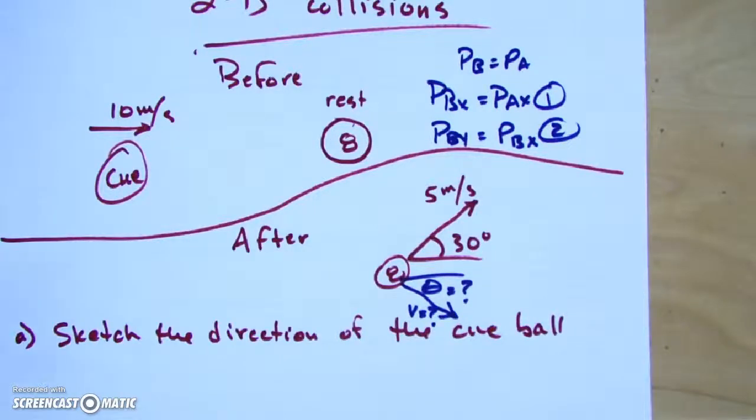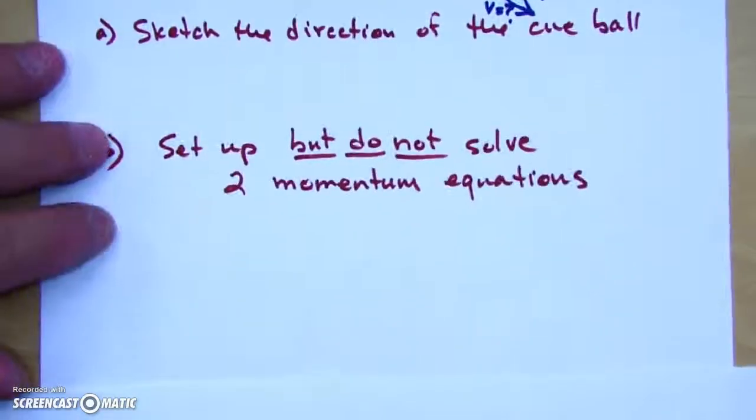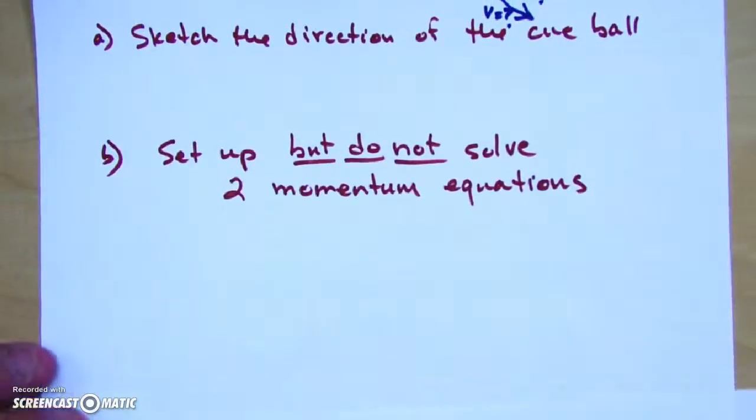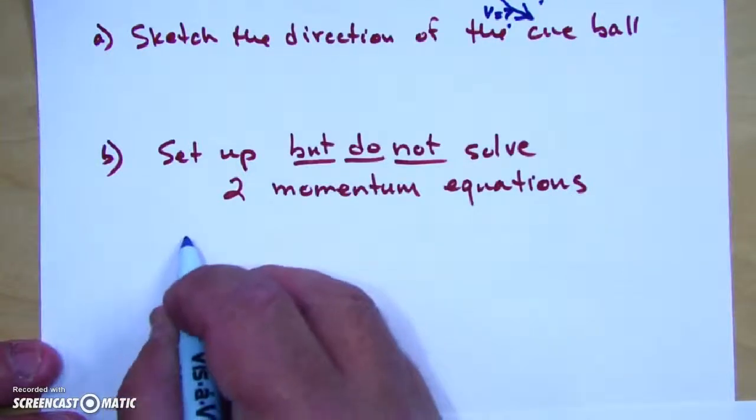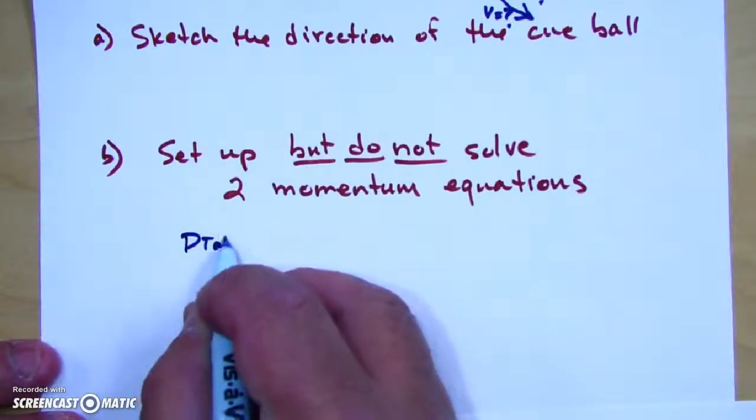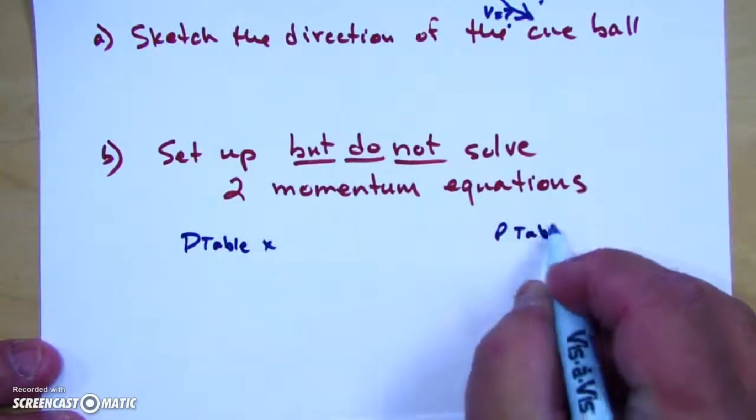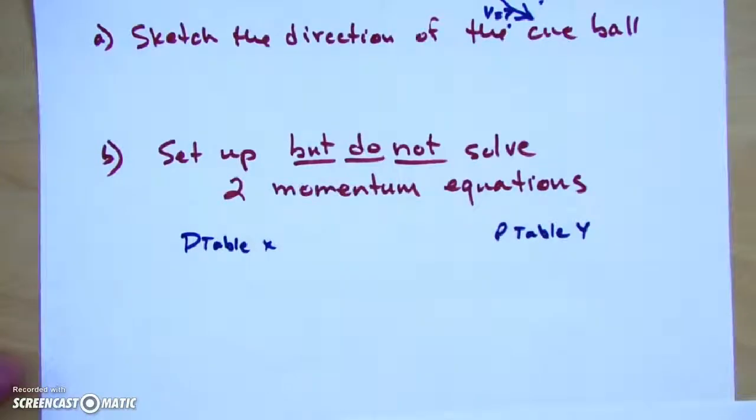So let's look at how we would solve it algebraically. So set up, but do not solve, two momentum equations. Now, here's the key thing. The way I do it is I'm going to make a p table for the x direction and a p table for the y direction. I think that's probably the easiest way to do it. And then what I'm going to do is get an equation from each one of those tables. So let's take a look at it.